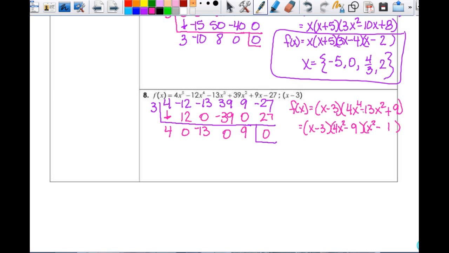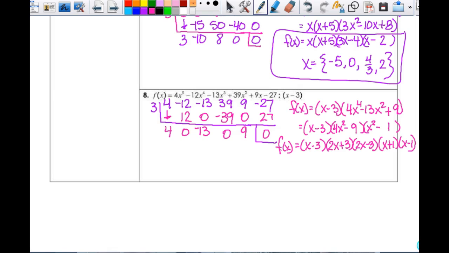Can I factor this more? Yes. Okay. Can I factor this part here? Yes. What's this called? Difference of squares, right? We got to be able to recognize them and knock it out quickly. So 2x plus 3 times 2x minus 3. And then this would become x plus 1 and x minus 1. And now I have it completely factored.